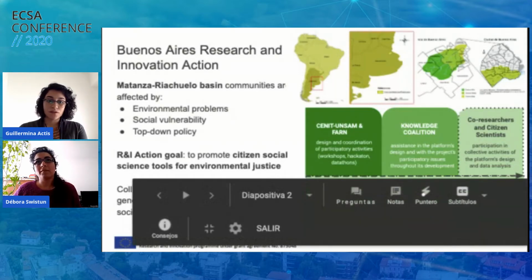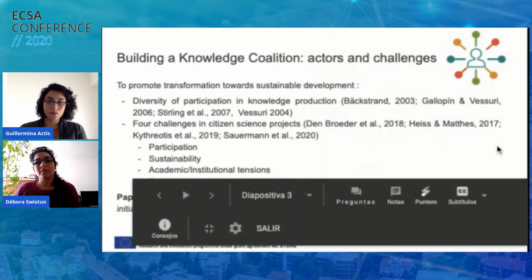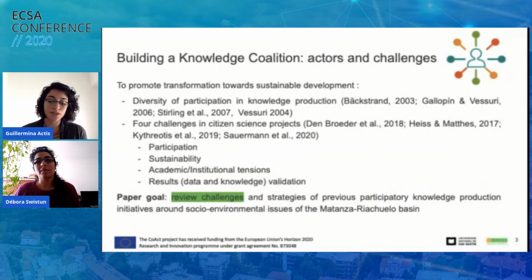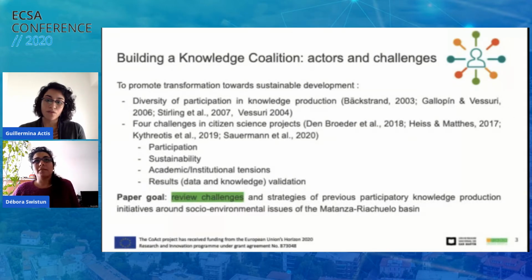As Stefan mentioned, the knowledge coalition is one of the main approaches of the COACT project towards building the communities that will work in the co-design of the research and innovation actions. So, the literature, both international and regional, recognizes the importance of diversity in the production of knowledge for transformation towards sustainable development. In this sense, we believe that the knowledge coalition is the pragmatic approach to defining these communities that will participate and support the development of the project throughout the whole cycle.